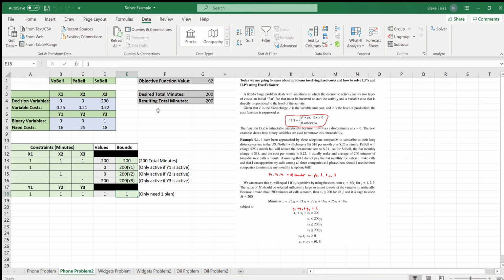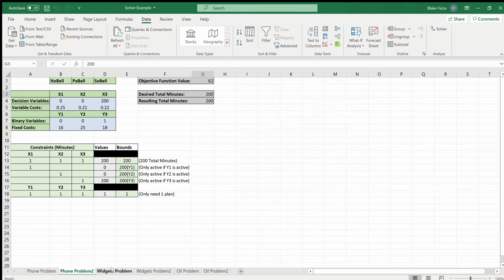But again, this does tell you our objective function here. Our lowest cost is going to be $62, and that's from using plan 3 here for all 200 minutes. And again, it does show us that our total minutes are exactly what we wanted in our desired total minutes. This is interesting because it shows how the simplex shows things you might not notice. In this case, Nobel had the lowest fixed cost, PA Bell had the lowest per minute cost, but actually it was Sobel that ended up being the cheapest in the end, kind of in the middle of both of those categories.